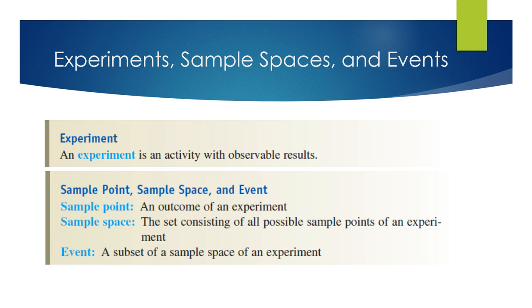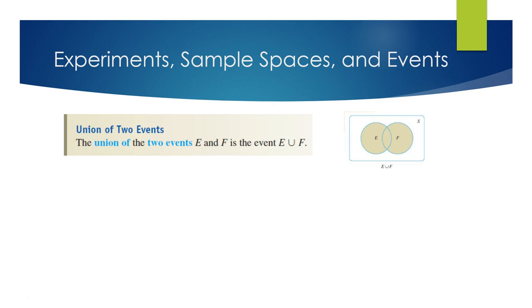An experiment is basically an activity where there are certain results. And these results can be a sample point, which is one outcome of the experiment, a sample space, which is basically all sample points, all possible outcomes, and an event, which is a subset of that circumstance. These definitions are very familiar to you because we talked about them a lot in the previous chapter.